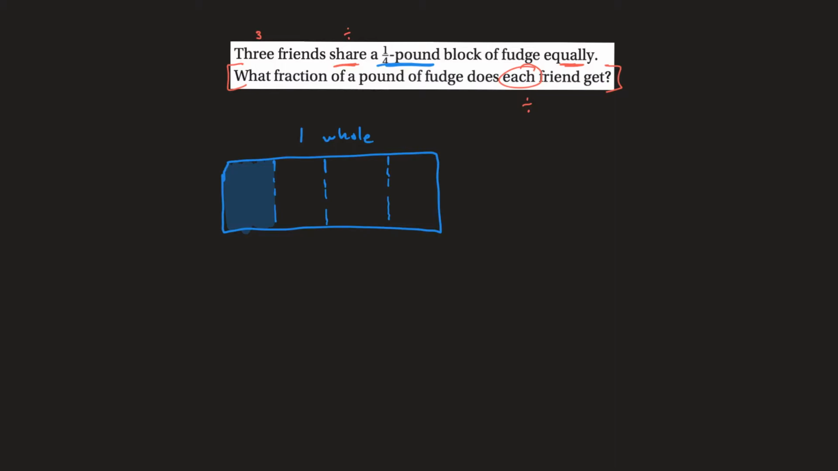So they're going to cut just that part into 3 pieces because there are 3 friends sharing it. Now I'm going to cut that part into 3 pieces. I could maybe do it like this. And there. Now I have 1, 2, 3 pieces for the friends.